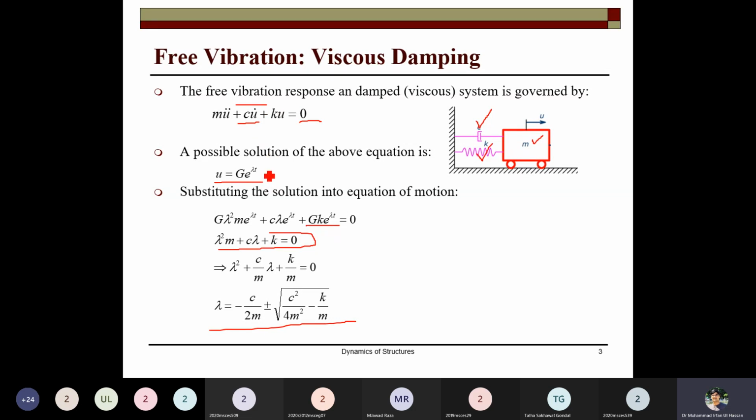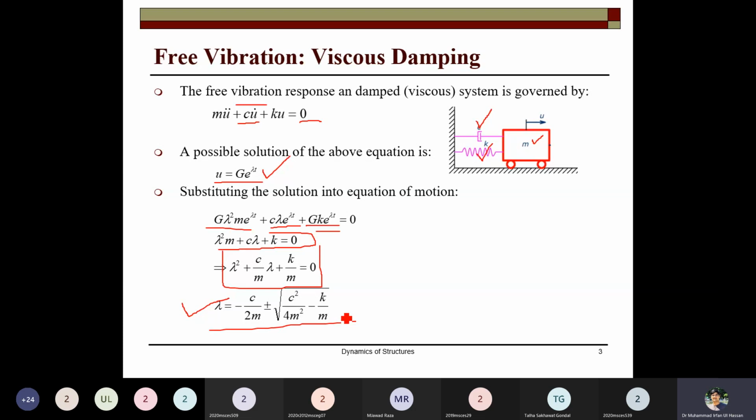The general solution of the displacement can be written as G e raised to power lambda t. Now you take the second derivative, first derivative, and u value, put it equal to 0, and then G is cancelled, and you can find this equation for the damped free vibration. From that you can determine the roots of the quadratic equation. Lambda is basically this variable, and you can have the roots.